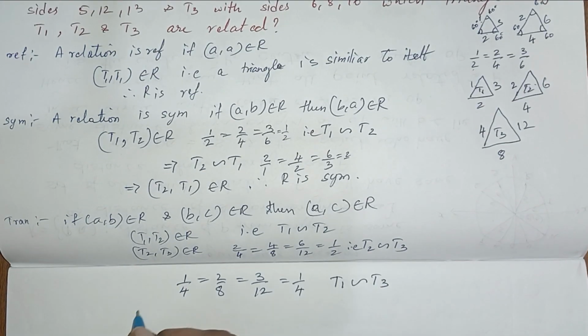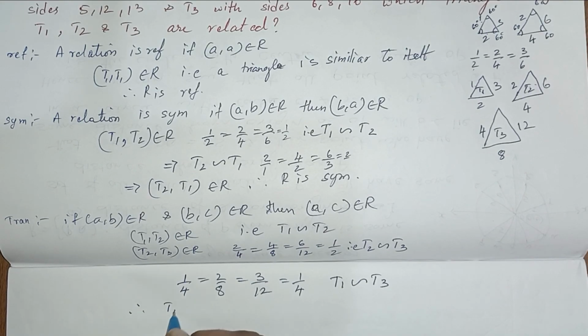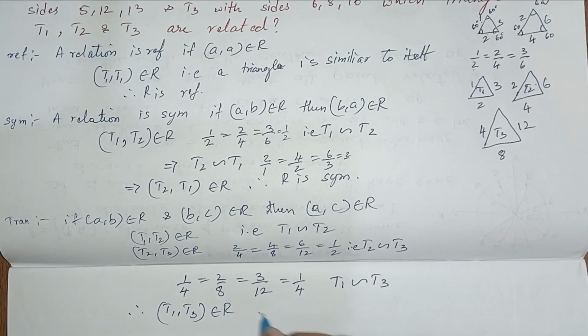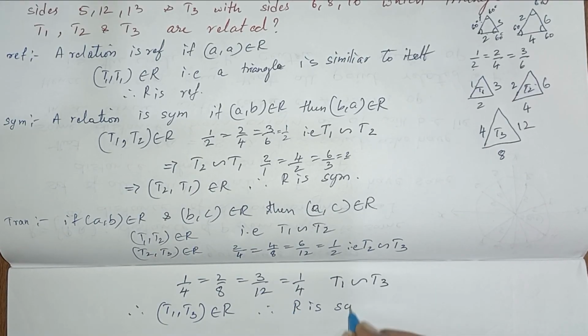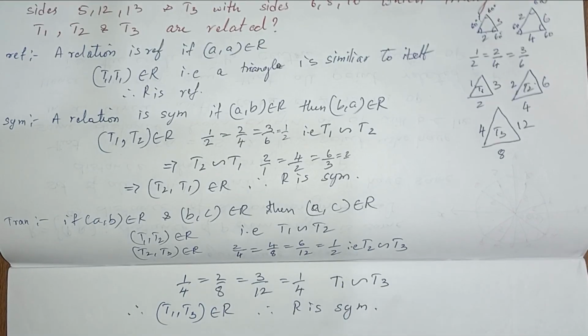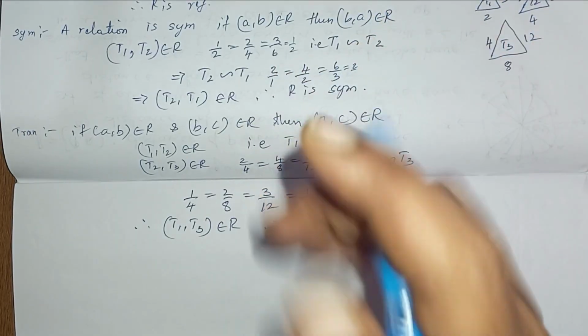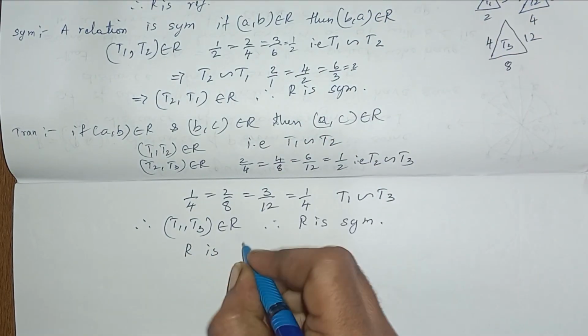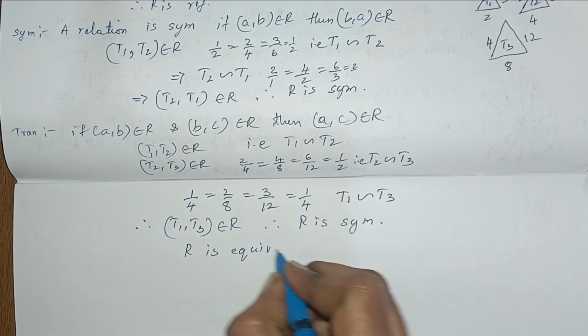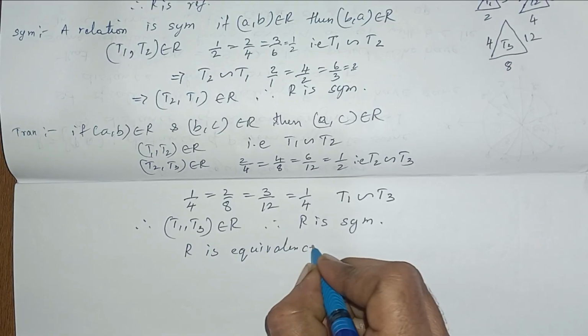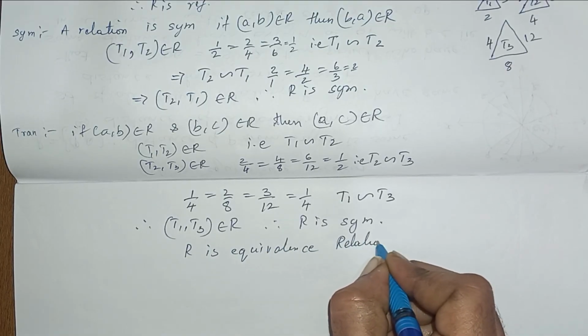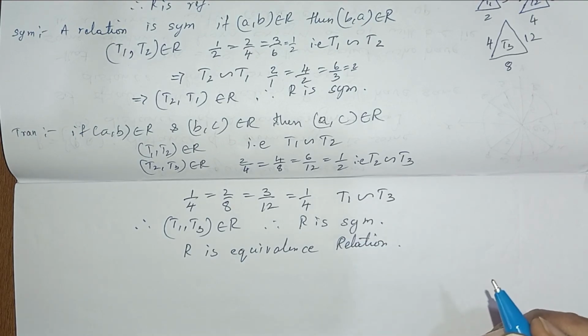Therefore, T1 and T3 belong to R. Therefore, R is transitive. So now we have proved reflexive, symmetric and transitive. So R is an equivalence relation. We have proved R is an equivalence relation.